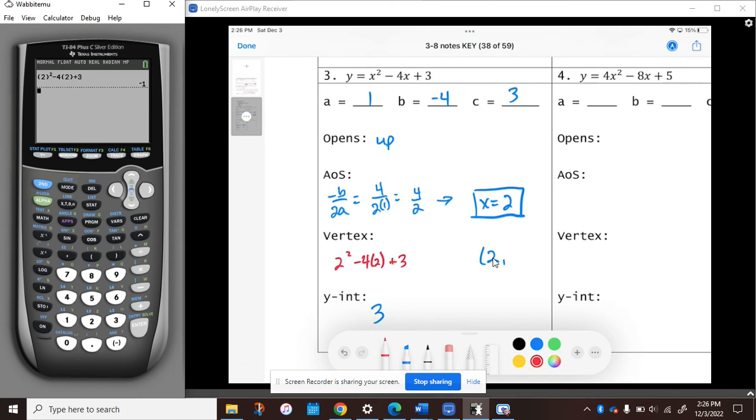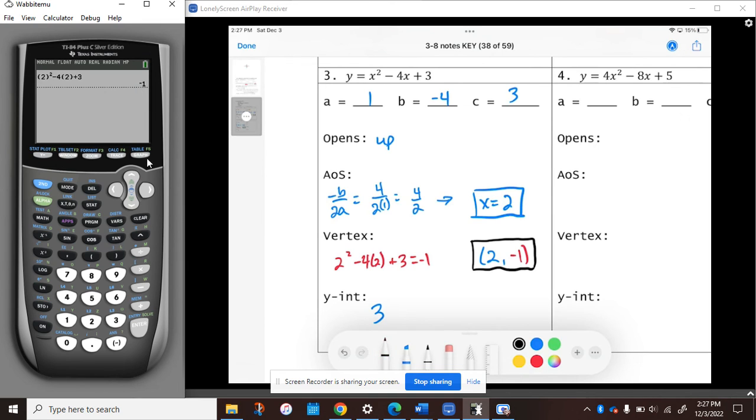That's the x coordinate of our vertex also. We plug all of that in, 2 squared minus 4 times 2 plus 3, and we get a result of -1. Since that is equal to -1, that must be the y-coordinate of our vertex. So there's your vertex, 2, -1.